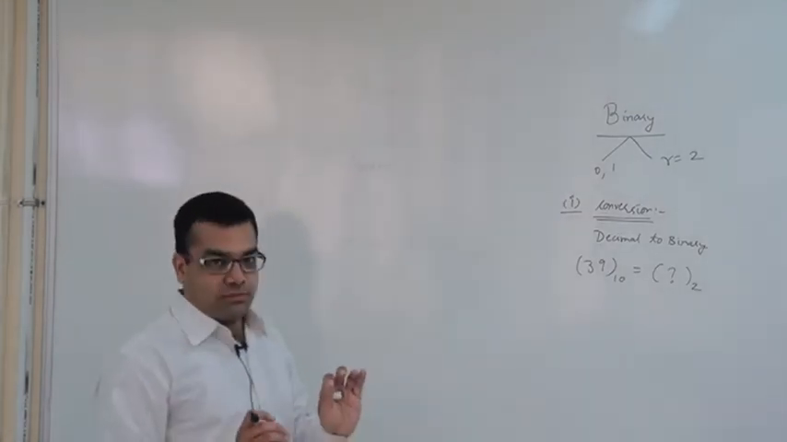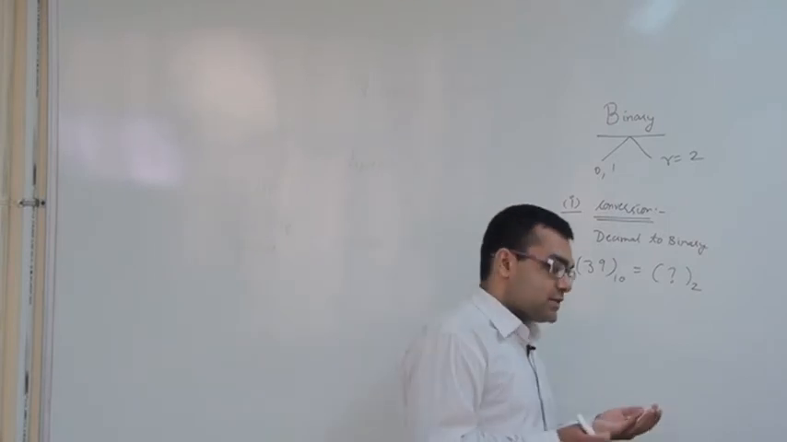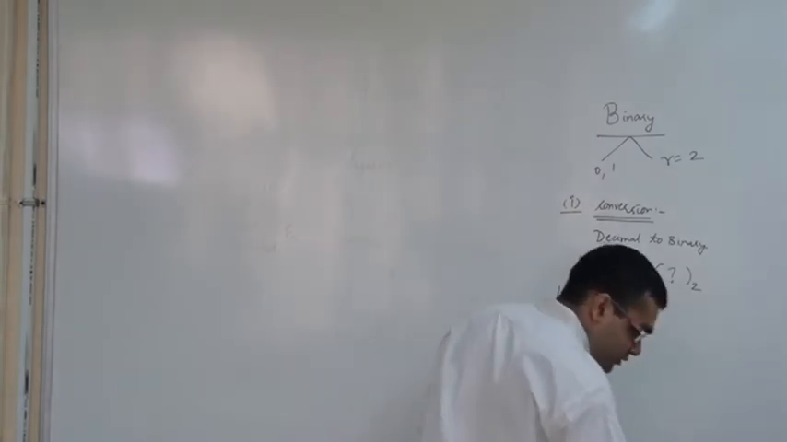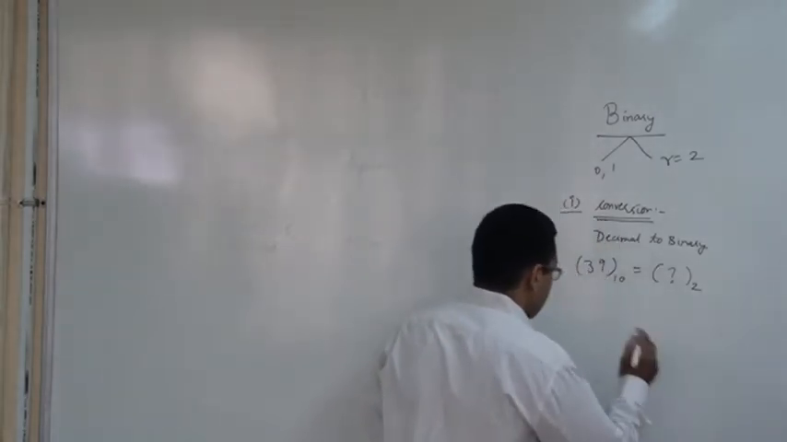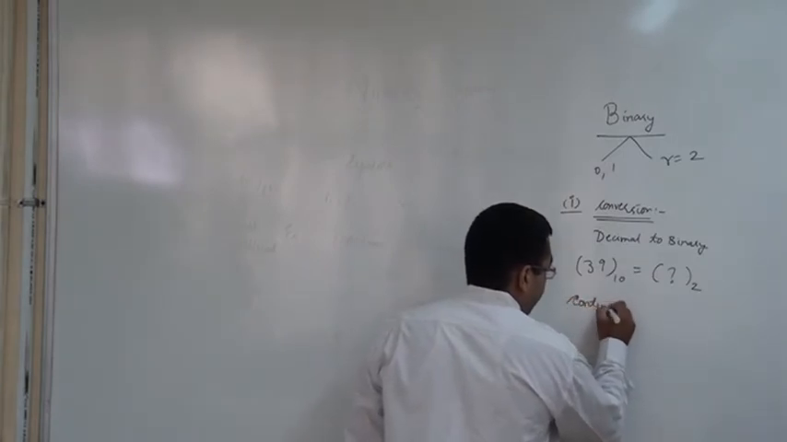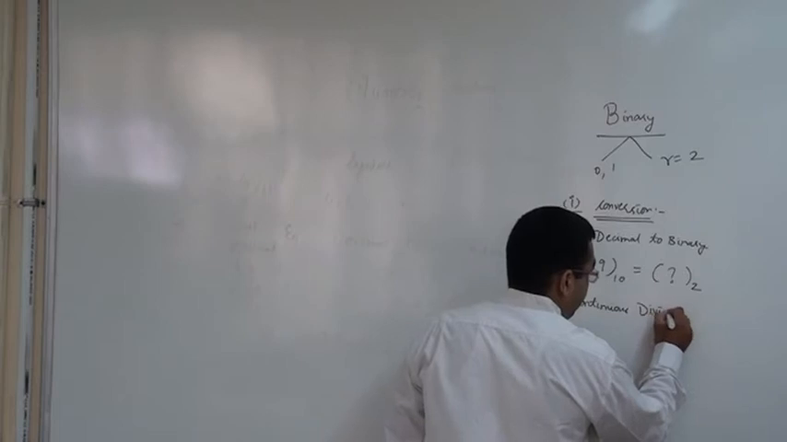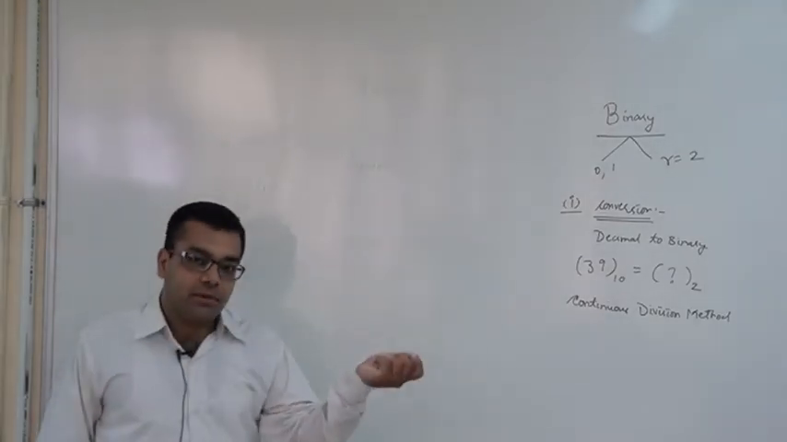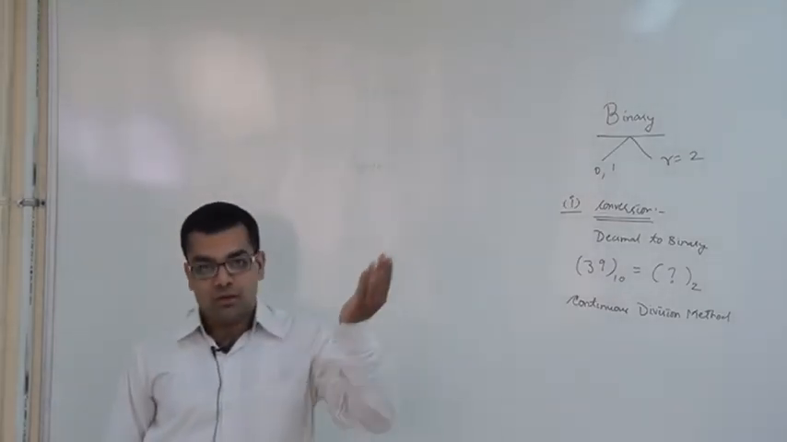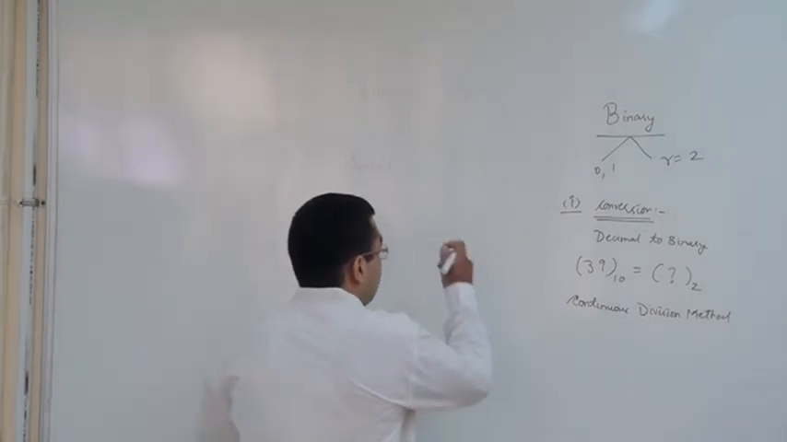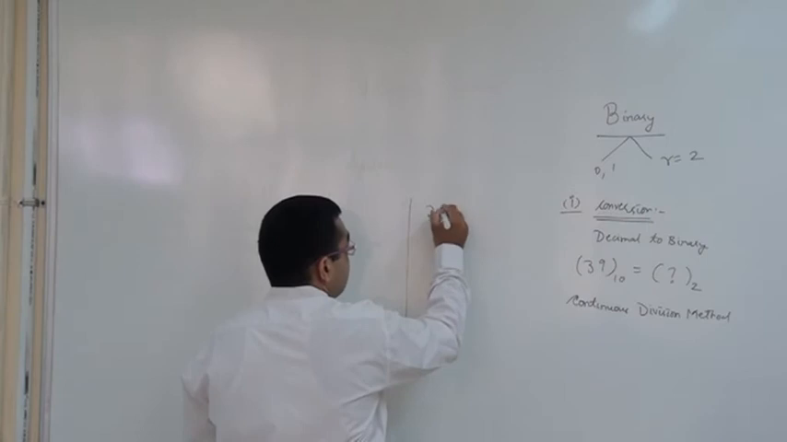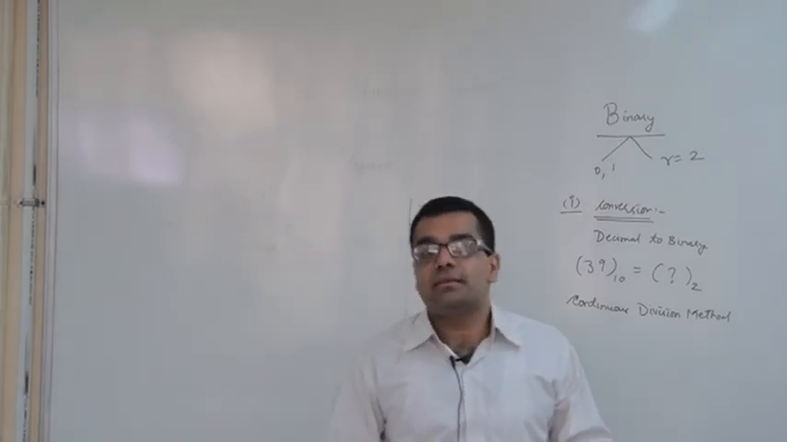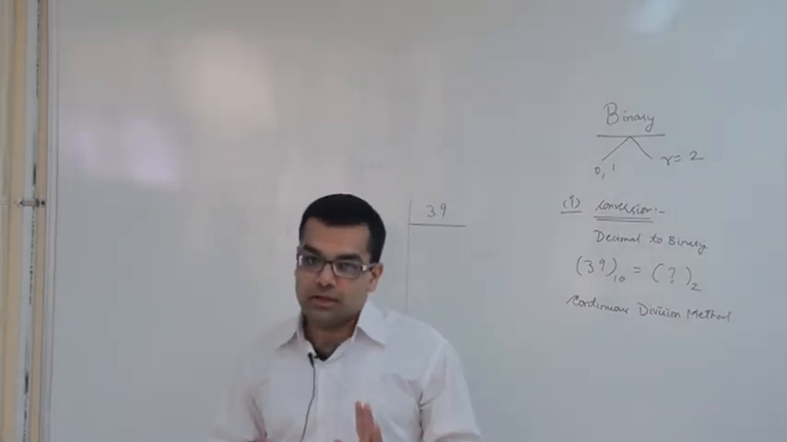So one of the basic approaches, or rather I would say the ab initio method, is the long division method, or rather I would not use the word long division, it is rather the continuous division method. We start with the number, we keep on dividing it by 2 and we keep on accumulating the remainders till the time we reach a stage where the quotient can no longer be divided by 2.